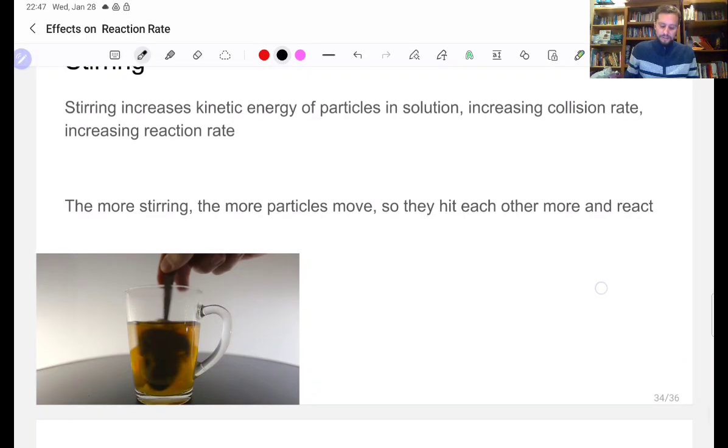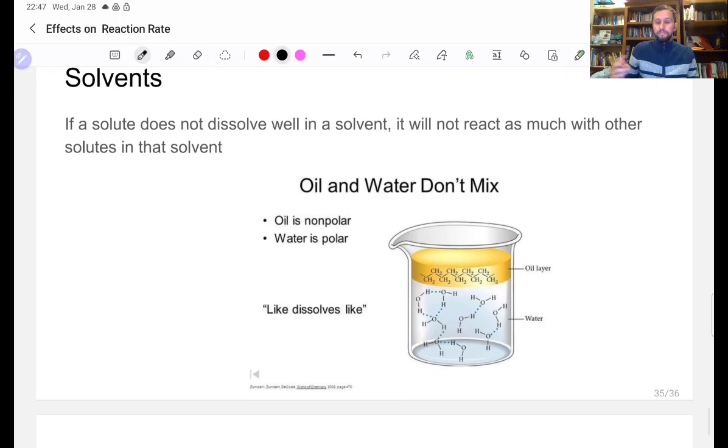Solvents. If two things react, then both will react faster if they dissolve well in whatever it is. So if a solute does not dissolve well in a solvent, remember solute is the thing dissolved in a solvent, so U in a V, solute in a solvent, it will not react as much with other solutes in that solvent. So for example, you might know that oil doesn't mix well with water because oil is nonpolar and water is polar and can hydrogen bond, right? So we learned that like dissolves well with like. So polar dissolves well with water, oils do not.